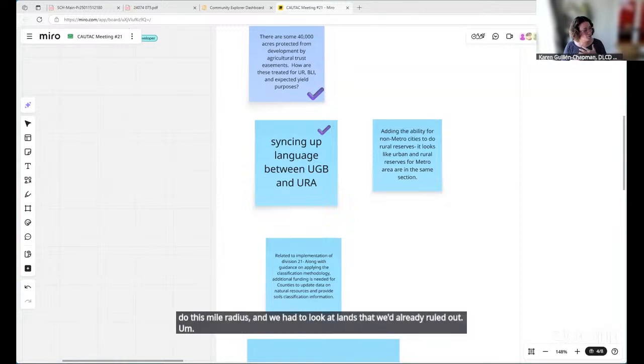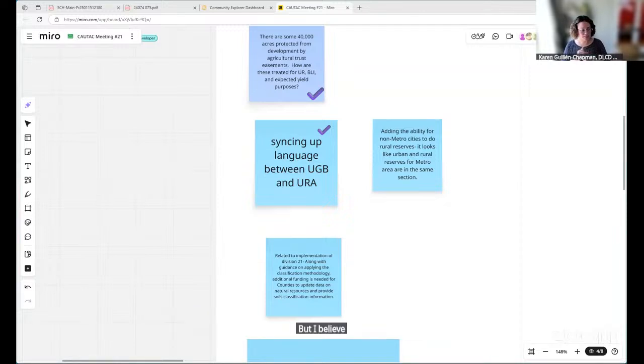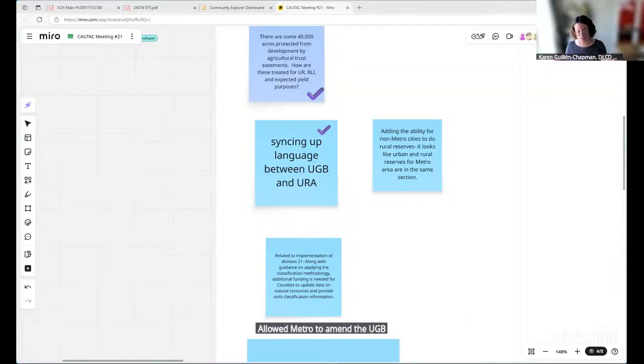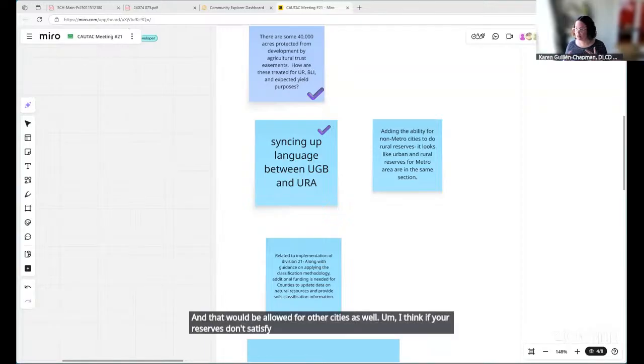Kevin, I'm going to invite you to help me with this one, but I believe there's some precedent that the state allows for the utilization of previous analysis. So if you've ruled out lands that you did not select for an urban reserve area for whatever reasons, you can bring that into your analysis for your UGB. And I believe the precedent is Metro. We have allowed Metro to amend the UGB only looking at their reserve land, and that would be allowed for other cities as well. I think if your reserves don't satisfy the need, then it might be a little bit different, Kevin, of what you're asking cities to look at.